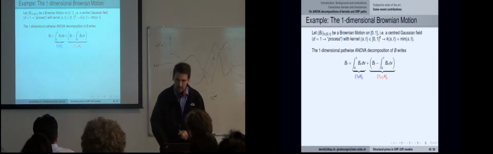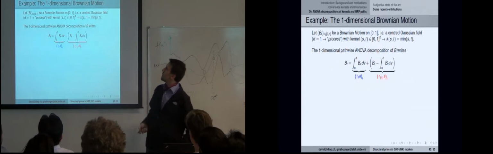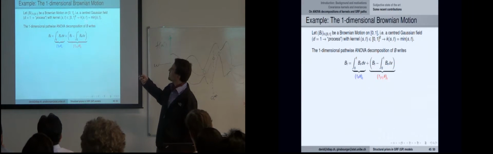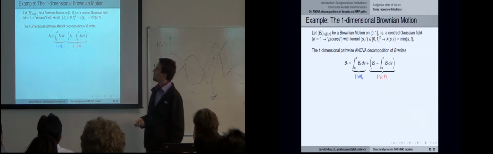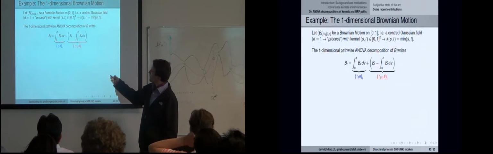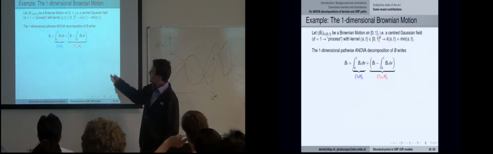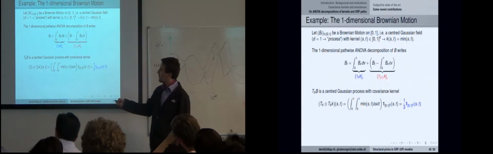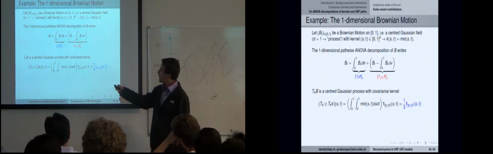Now you can apply this, let's derive that for a very simple case. Take the Brownian motion. It's a zero mean Gaussian process with kernel K of s,t equal to min of s,t. Then you can say B_t is equal to its integral plus the centered part, B_t minus its integral. Then you can say, okay, I'm going to calculate the covariance kernel of that part. Well, this is just a random variable, so the covariance kernel will be just a number.